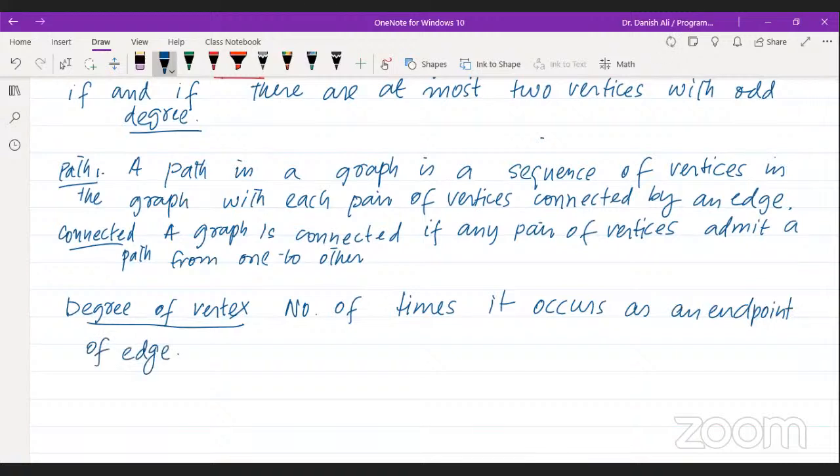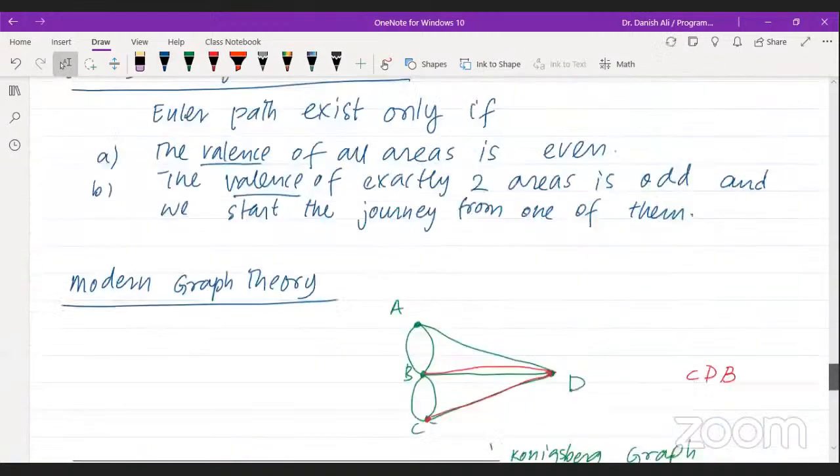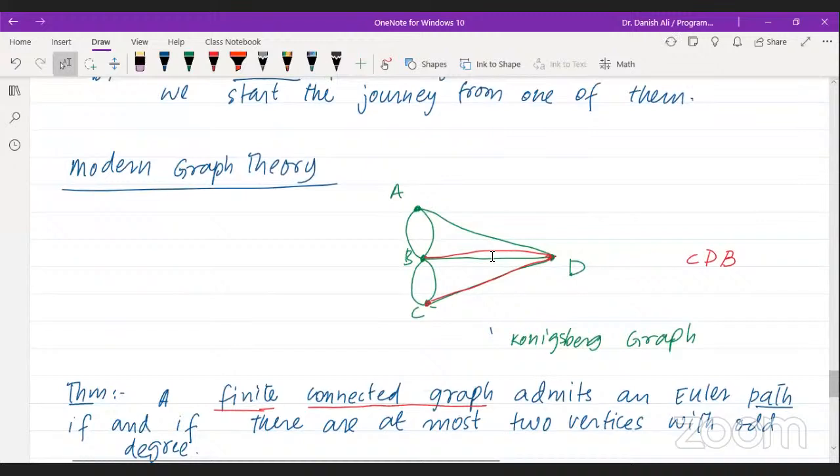For example, here A: the degree of A is, it is the endpoint of how many edges. Let's go from B to A, this is 1, this is 2, and this is 3. So the degree of A is 3. The degree of B is 5. The degree of C is 3, and the degree of D is also 3. Okay.